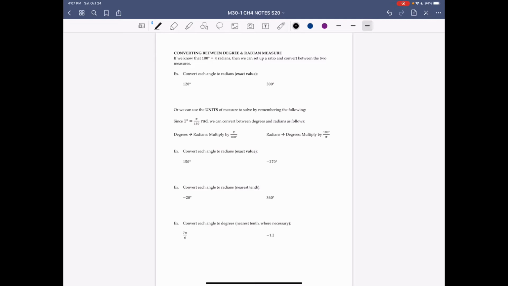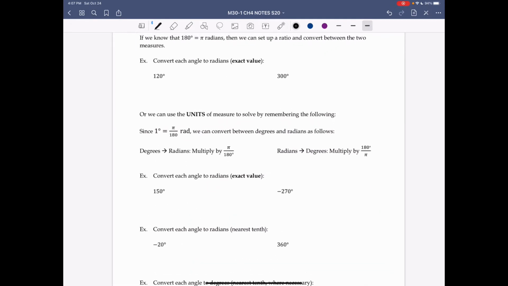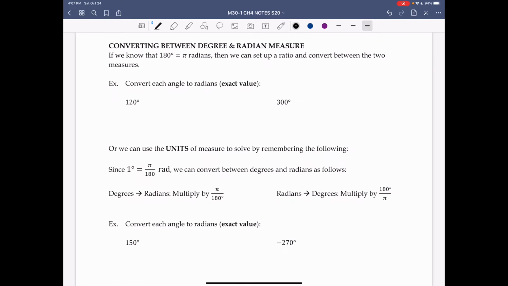Converting between degree and radian measure. If we know that 180 degrees equals pi radians, then we can set up a ratio and convert between the two measures. So our ratio would be 180 degrees over pi, or pi over 180 degrees, whichever one suits our situation. Example, convert each angle to radians, and we want to give our answer in exact values. We're going to set this up as a proportional reasoning question, and then we're going to cross multiply and divide.